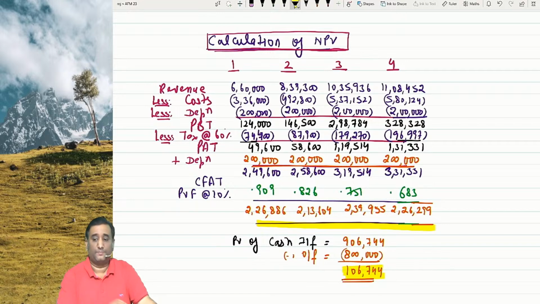This was inflation. Now moving to another important topic which the Institute has been asking a lot on: replacement cycle, optimal replacement cycle.